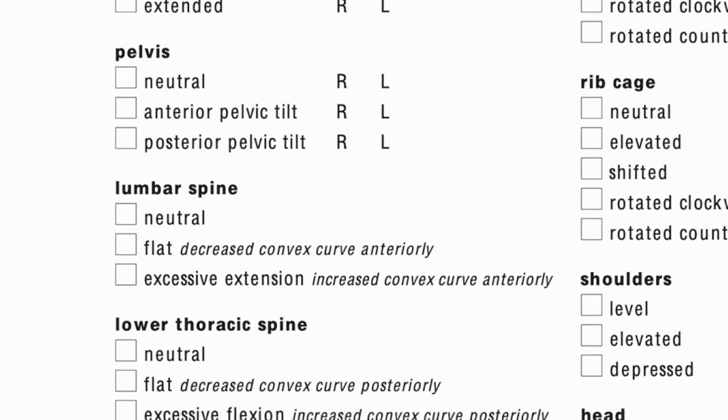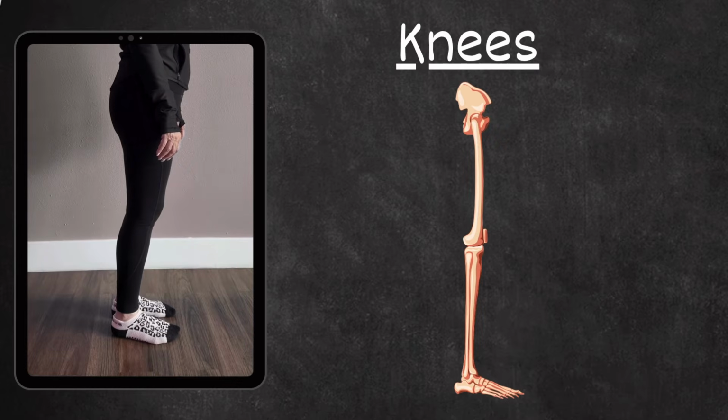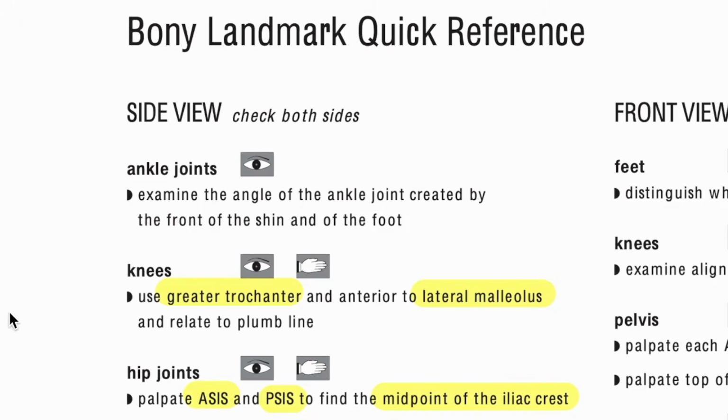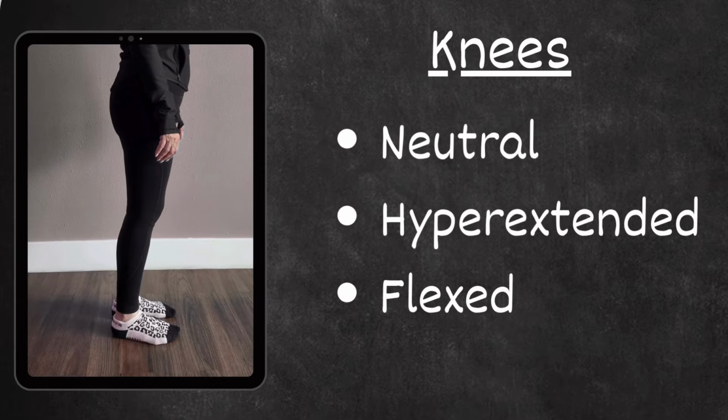Next up is the knee joint. That's going to be a little bit more tricky. If we look at our bony landmark reference guide, it's going to tell us to use the greater trochanter and anterior to the lateral malleolus and relate that to the plumb line. From there, we can determine if the knees are neutral, hyperextended, or flexed.